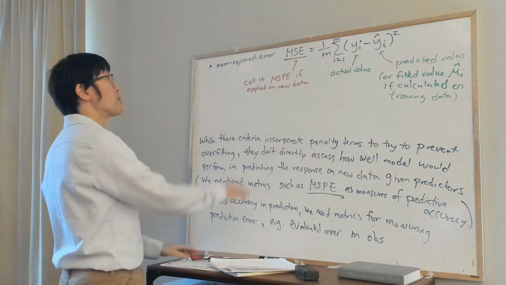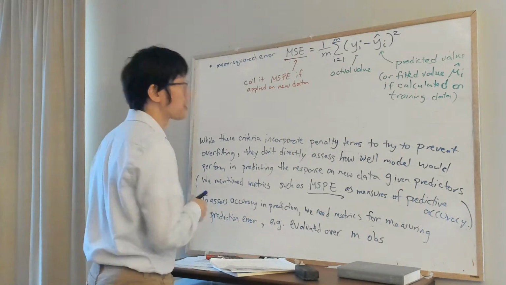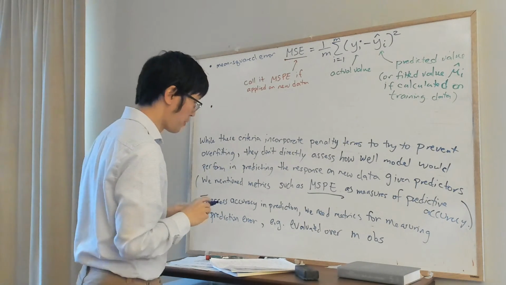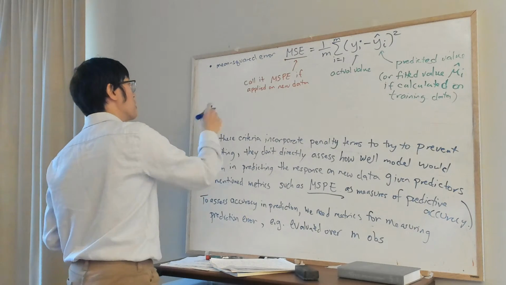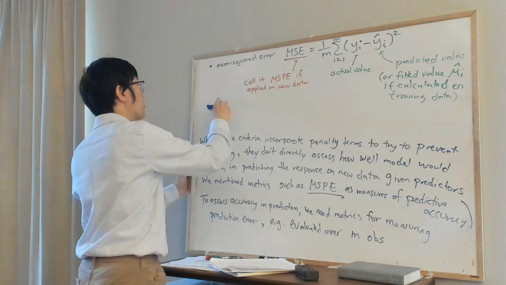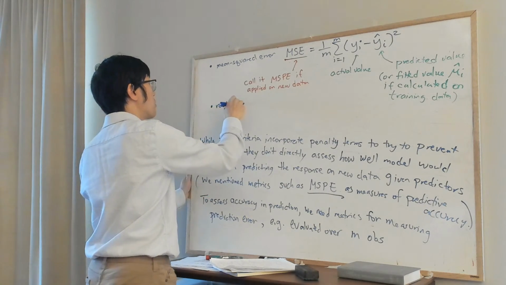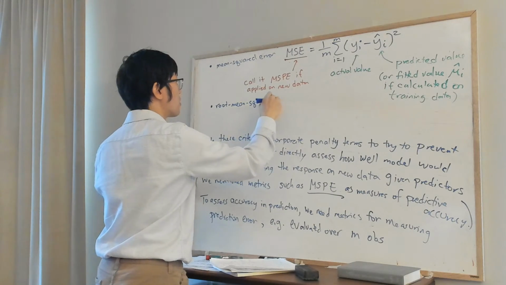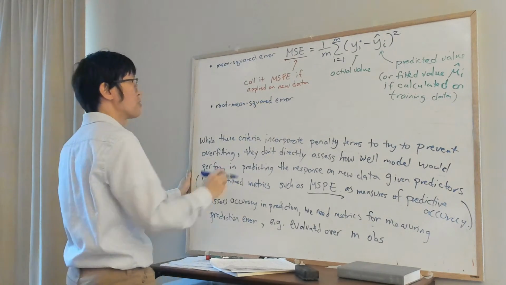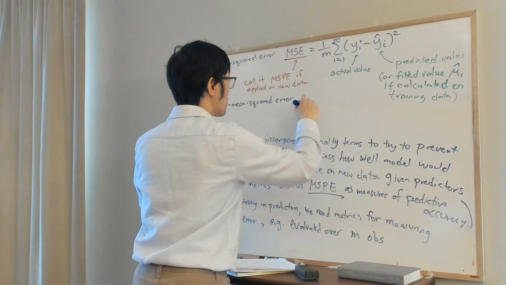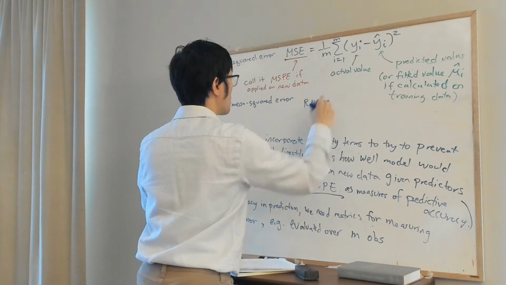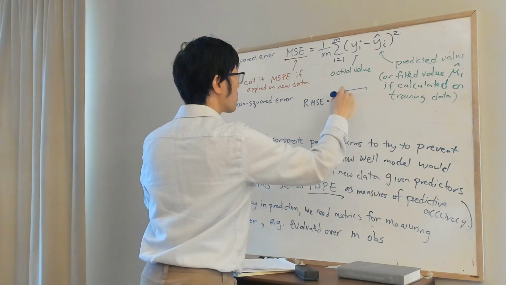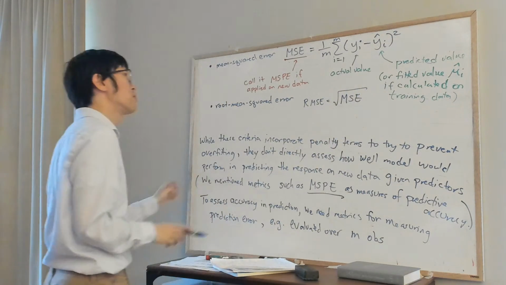Okay, and that's one metric, and then you can also take the square root of that. So we can take the root mean squared error. That's the RMSE. All that is just to take the square root of it.